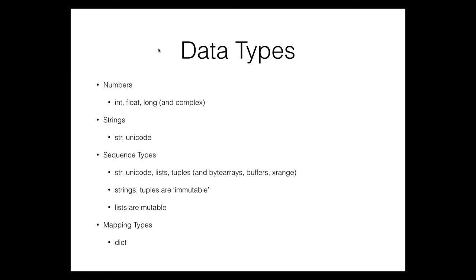There are also sequence types. Strings and Unicodes are also sequence types, and in addition there's lists and tuples. There's also byte arrays, buffers, and xrange, but in the last year I haven't had the chance to use those yet. Strings and tuples are immutable, which means you cannot assign part of it. Once they've been created, you can assign the variable to a new string or a new tuple, but you cannot change the tuple once it's created. So it always is a new tuple. I think that's similar to Java, where strings are immutable. Lists are mutable, which means you can change a single element within a list. It also has a dictionary mapping type, which is basically like a hash map.